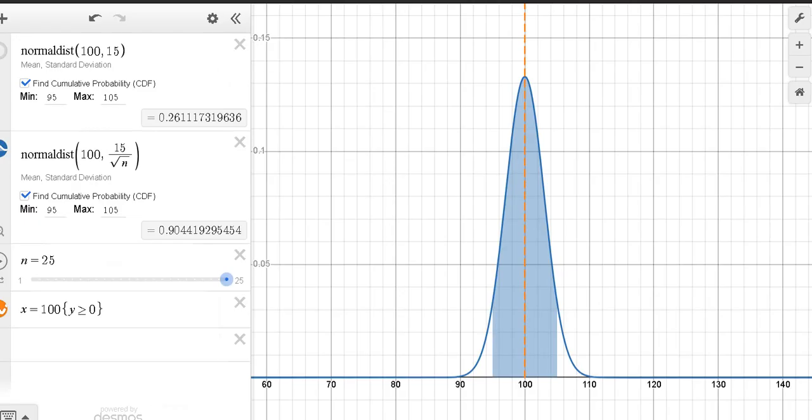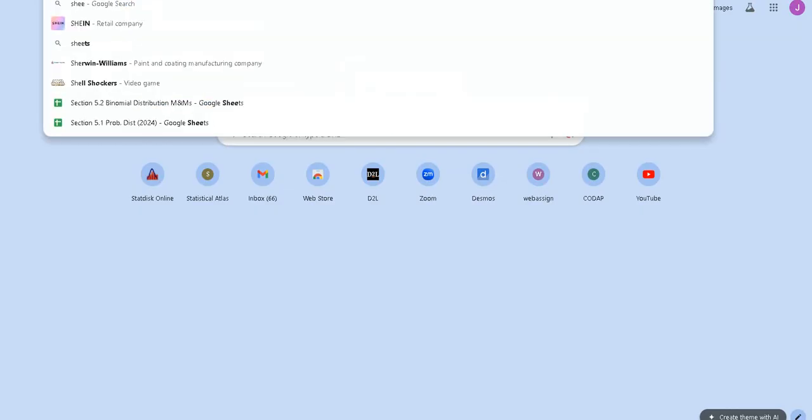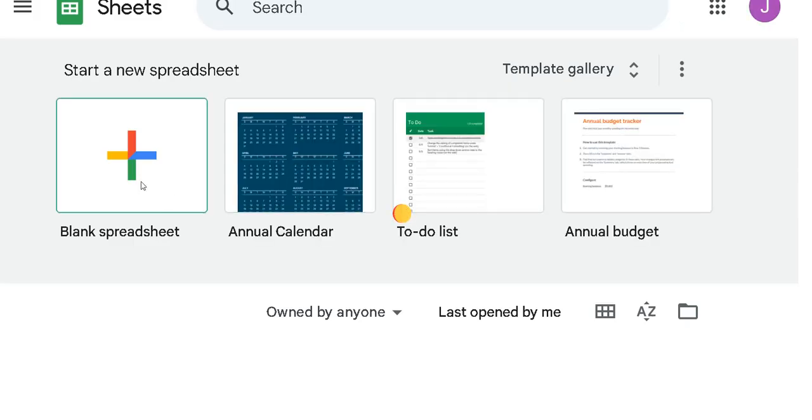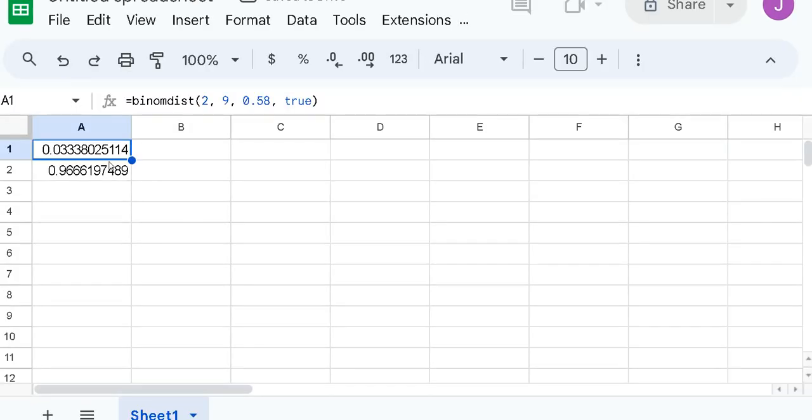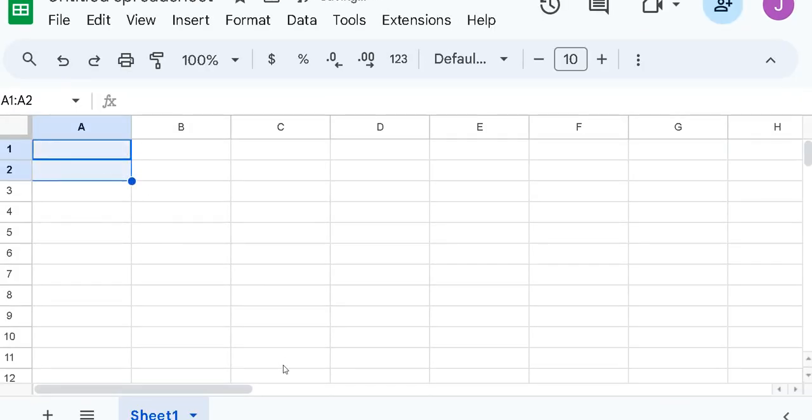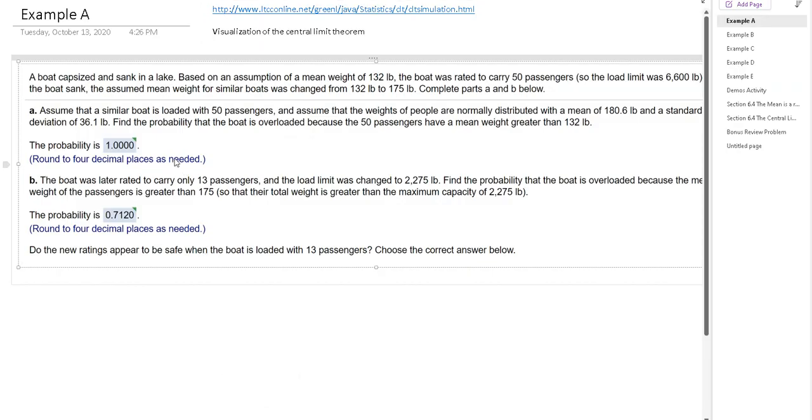Let's open up Google Sheets. I'm just going to open up a blank one. Let's get rid of these calculations here. Assume that a similar boat is loaded with 50 passengers and assume that the weights of people are normally distributed with a mean of 180.6 and a standard deviation of 36.1. Find the probability that the boat is overloaded because the 50 passengers have a mean weight greater than 132.